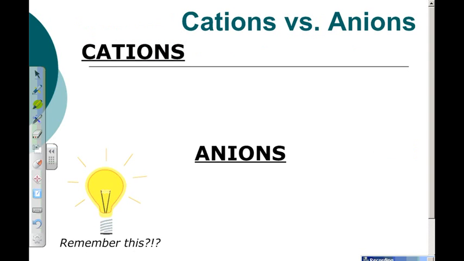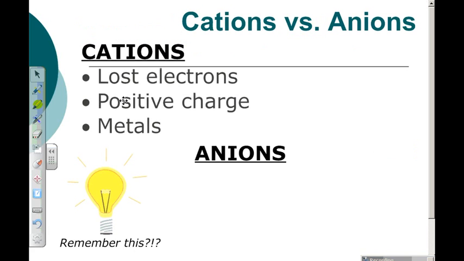Next, we'll review what you've already learned about different types of ions. Remember, ions are formed when atoms gain or lose electrons. Cations have positive charges. The reason they have positive charges is because they have lost electrons. You might have learned a fun saying, like cations are positive because cats have paws.